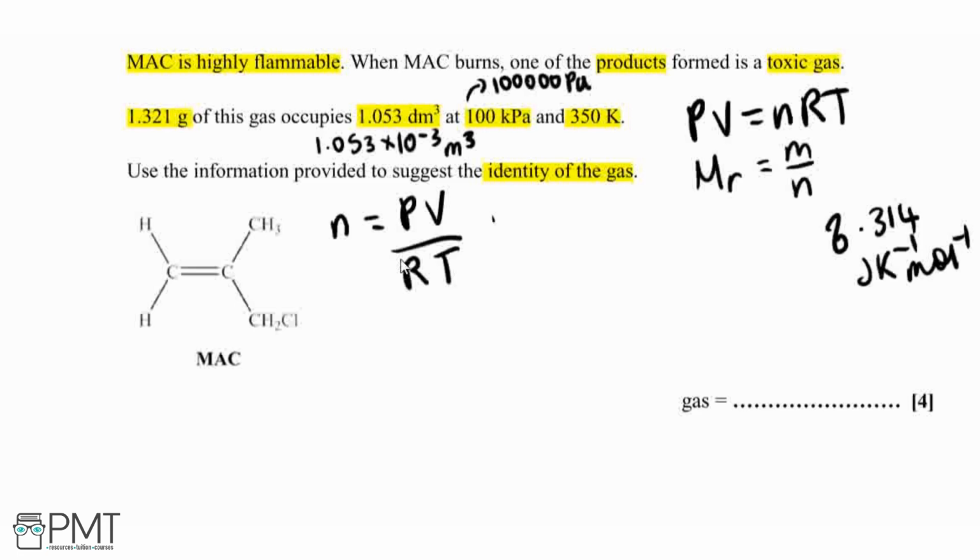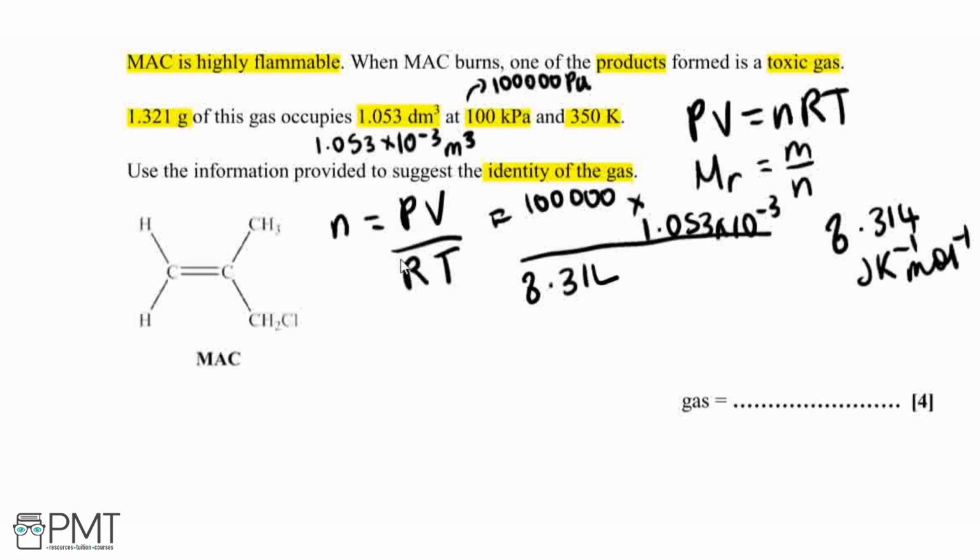So now we can plug in our numbers. So our moles is going to be equal to 100,000 pascals times 1.053 times 10 to the minus 3 meters cubed, all divided by 8.314 for our gas constant, times 350 Kelvin. And if you pop this into your calculator, this will give you a value of 0.0362 for our moles overall. So now our next step is to use our moles and our mass, which was given to us at the beginning, to work out the molecular mass of this toxic gas.